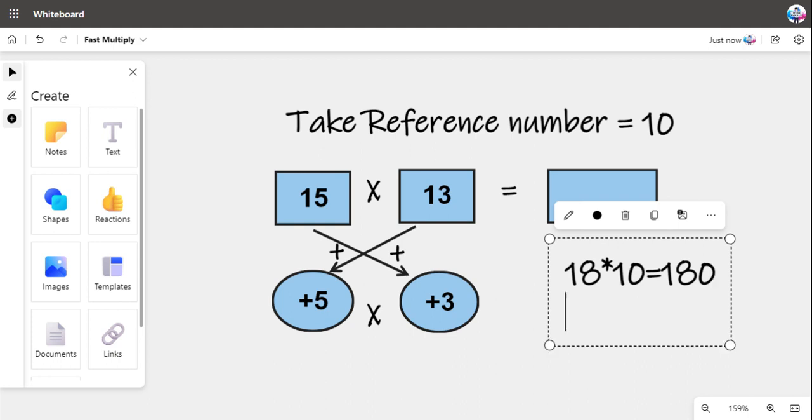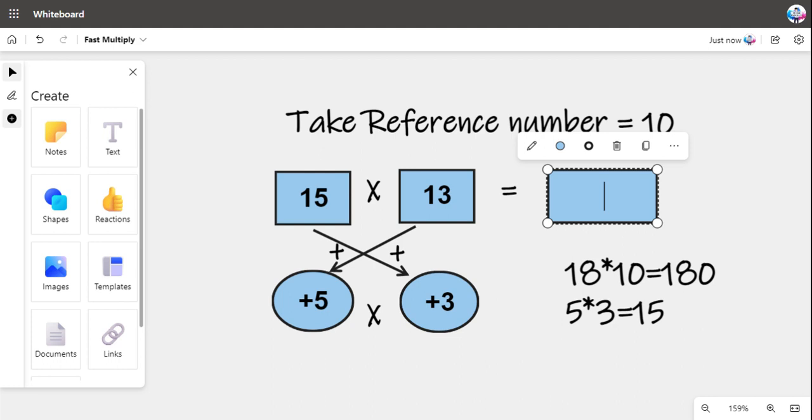Next we need to multiply the two numbers within the circles, that is 5 and 3. So 5 into 3 equals 15. By adding these two numbers, 180 and 15, we get the output 195. See, this is so easy to calculate in our mind. You can say at the start it is a bit difficult, but by practicing this you can easily multiply your numbers in your mind itself.